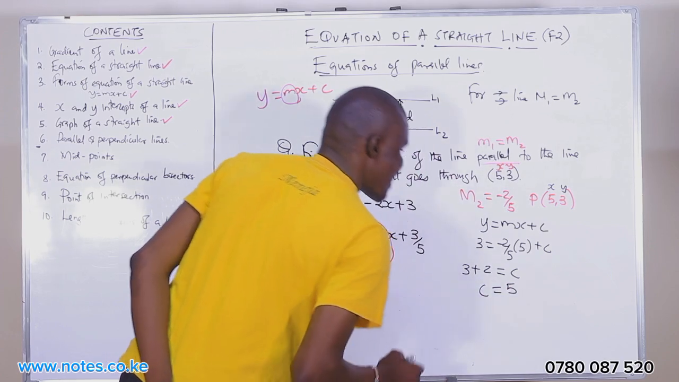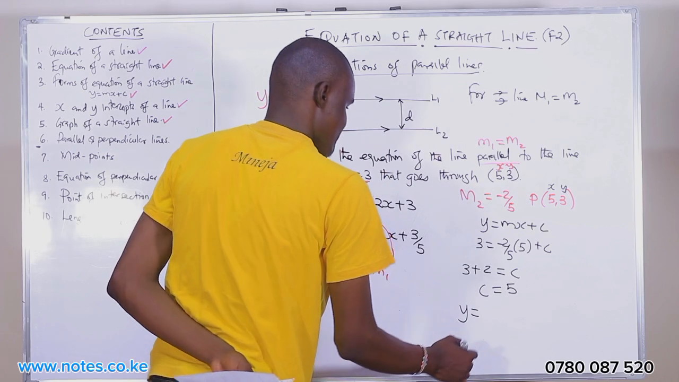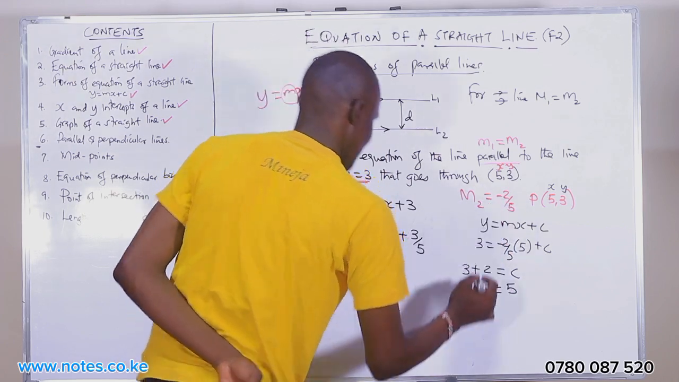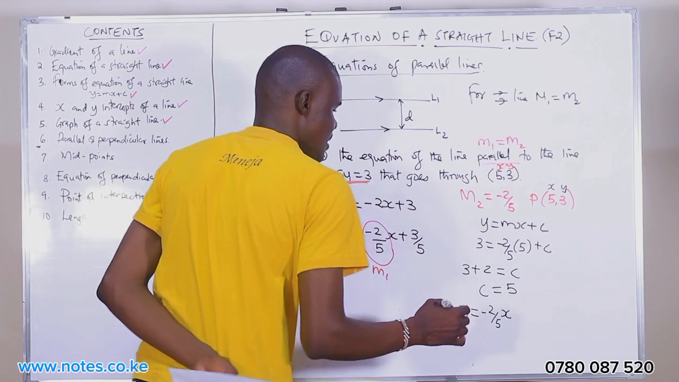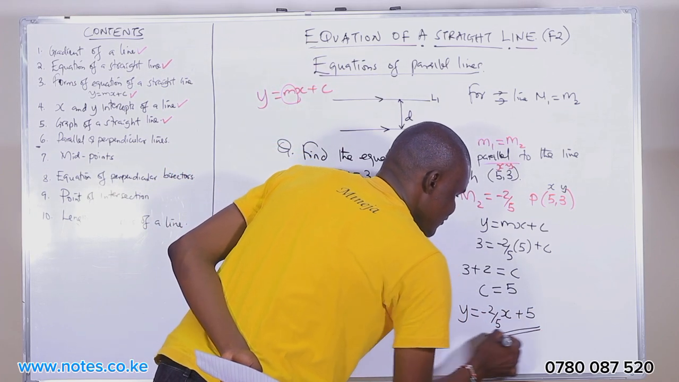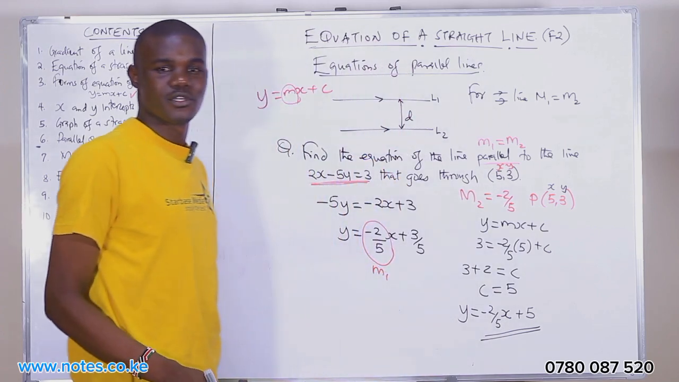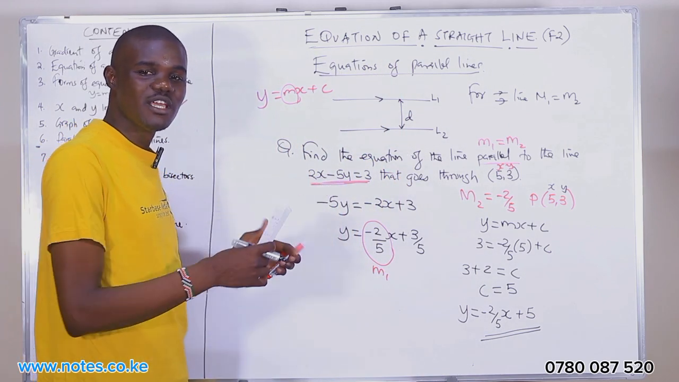So what is the equation, class? The equation now is y is equal to m, negative 2 over 5, x plus 5. Plus what, class? Plus 5. Simple. So whenever you're dealing with parallel lines, this first line, either you will be given 2 points or you will be given an equation.